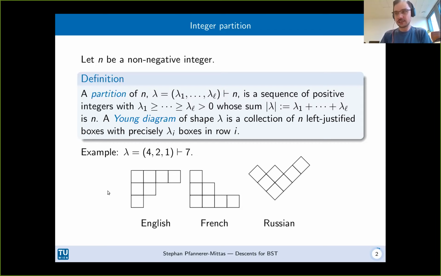Here on the left is English notation. There's also French and Russian notation. But for the first half of the talk, we will stick to English notation.